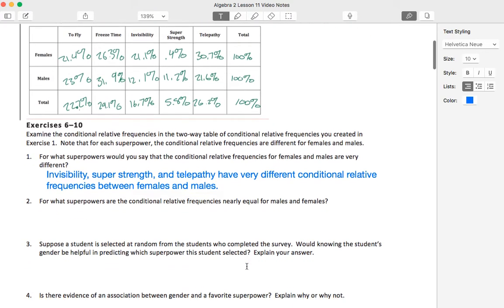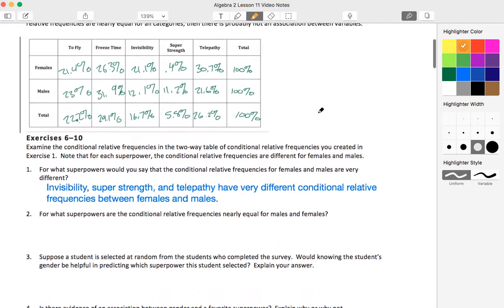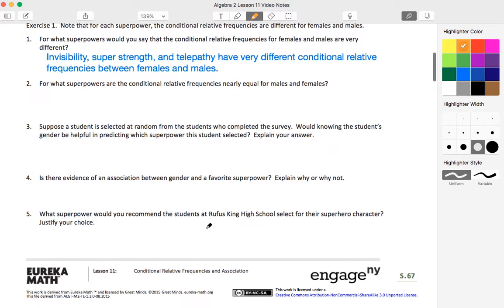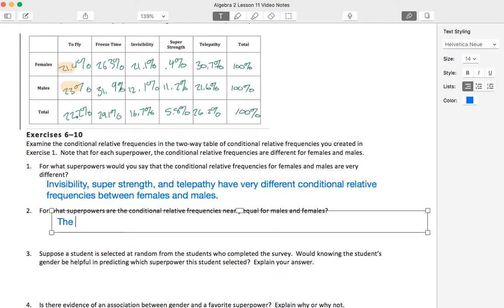Okay. For what superpowers are the conditional relative frequencies nearly equal for males and females? Let's take a look. Nearly equal. I guess these are pretty equal. Freezing time has less than a 2% difference. Yeah, I would say that one. The superpower to fly has very similar conditional relative frequencies.